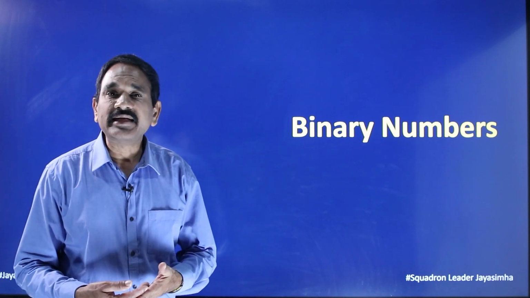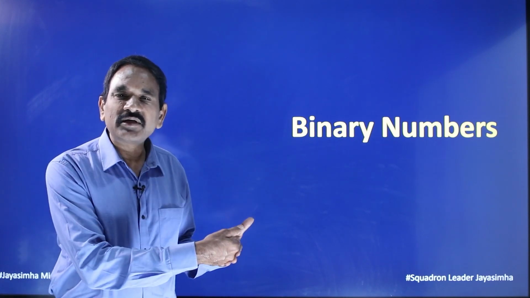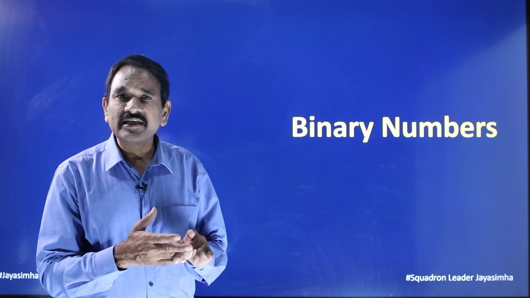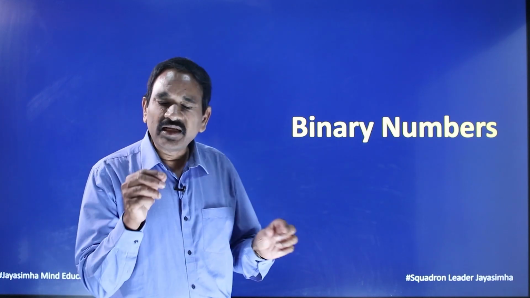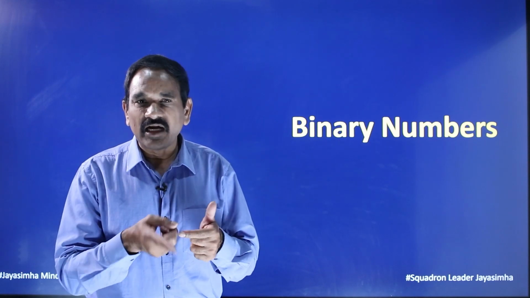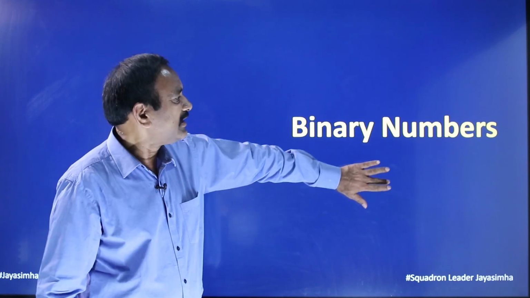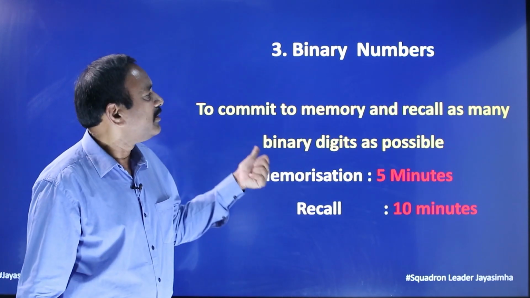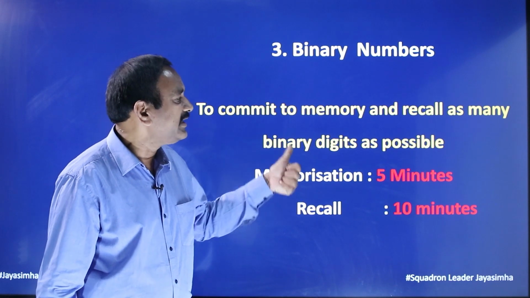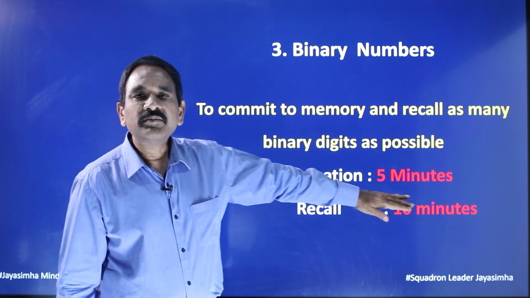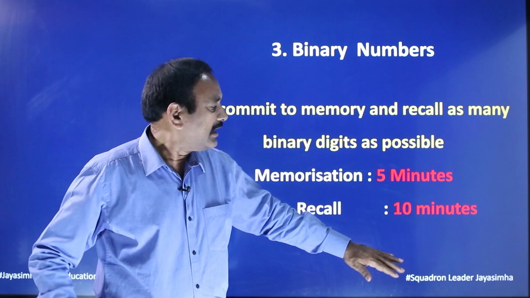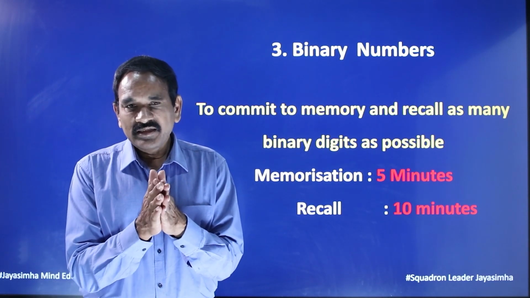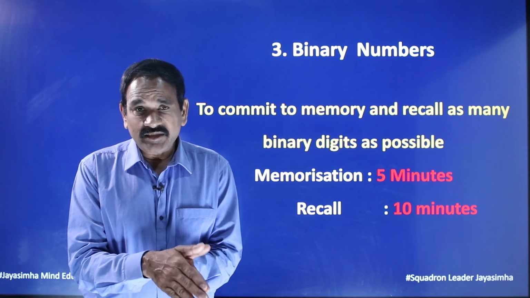Let us come to binary numbers. Sir, earlier you told us about random numbers. Random numbers are 0, 1, 2, 3, 4, 5, 6, 7, 8, 9. Binary is only binary, 2, meaning 0 and 1. Only these digits will be there on the screen. And how will it be there? Discipline number 3: to commit to memory and recall as many binary digits as possible. Time to remember is 5 minutes and time to recall is 10 minutes. Meaning 5 minutes is the memorization time, 10 minutes for recalling.